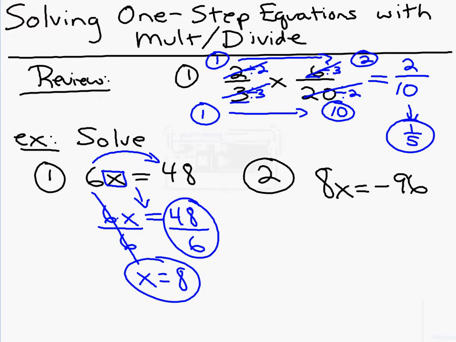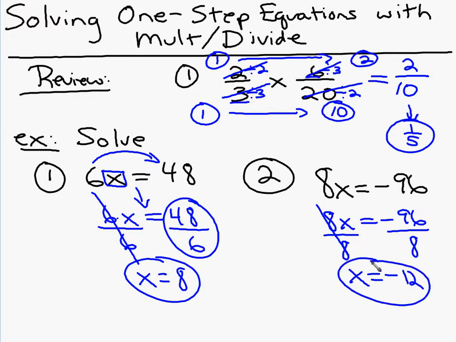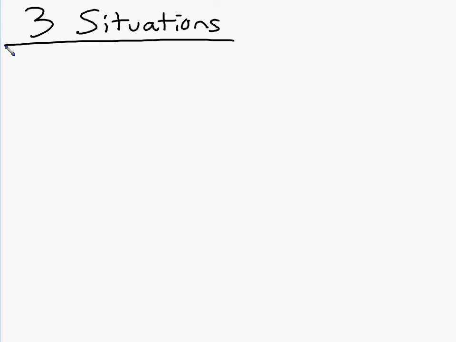Okay, so you've had a chance to try it. Let's see what the correct answer was. To do this problem, I should have divided both sides by 8. So the 8's cancel, and I have negative 96 divided by positive 8, which is negative 12. Now, what I want you to notice is that this is the first of 3 situations that you're going to run into. On my next page, I want to kind of break these problems up into 3 situations. All the problems we're doing tonight are going to fall into one of these 3 categories.